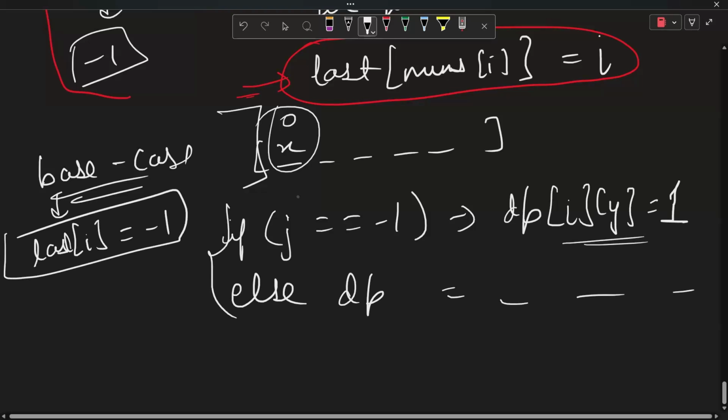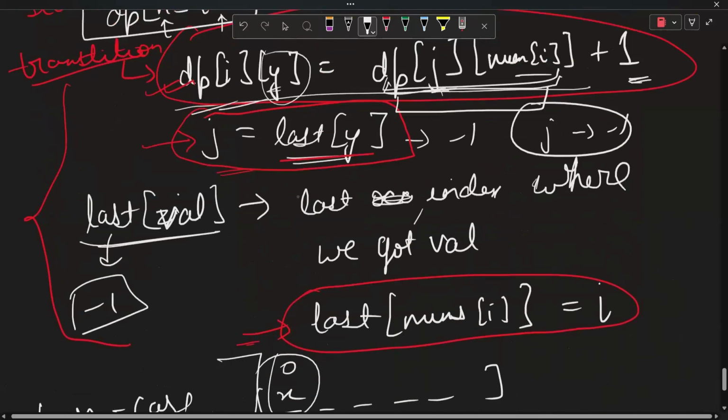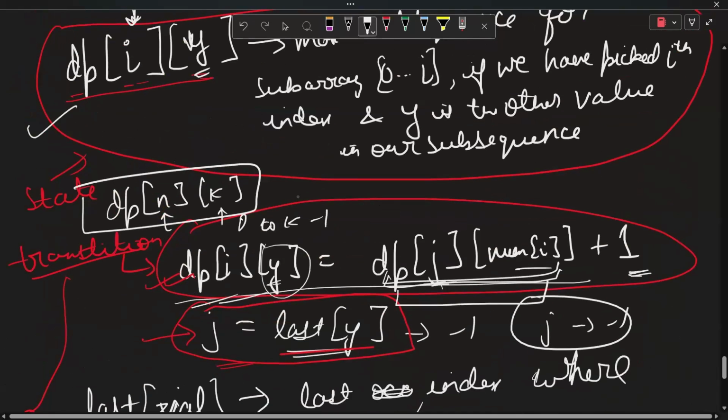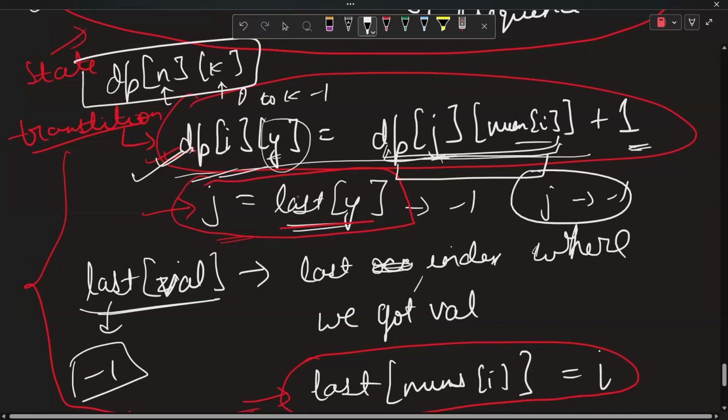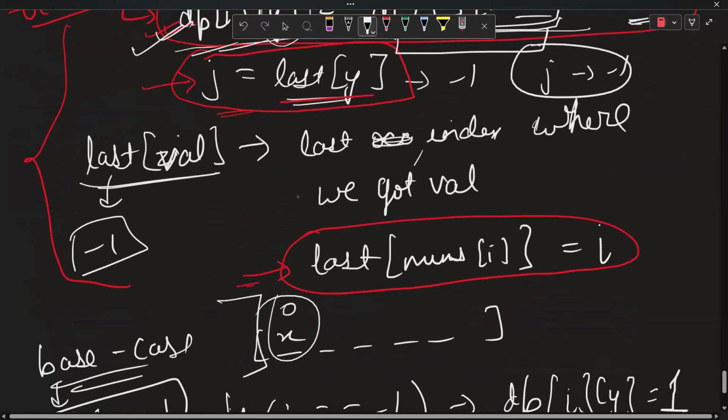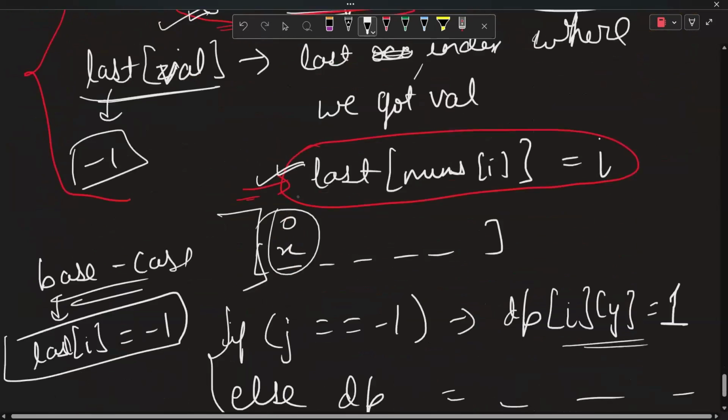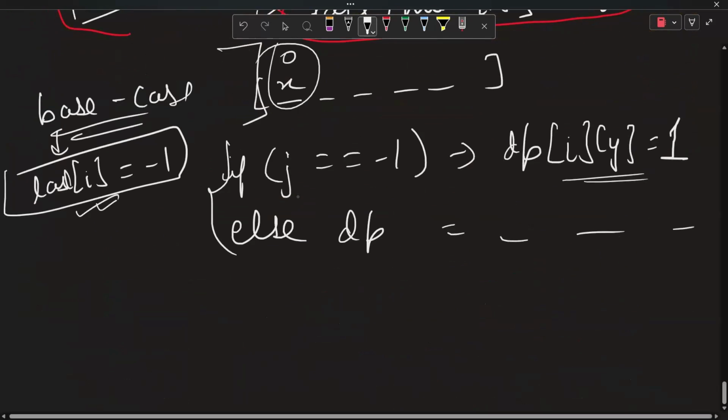And then this thing you can cover in your transition. Okay, so you have covered your state. This is your DP state. This is your DP transition. And for writing the transition, you require another map, let's say. So this is the map computation. And for the base case, you are just initializing the map to minus one, and no more base cases.